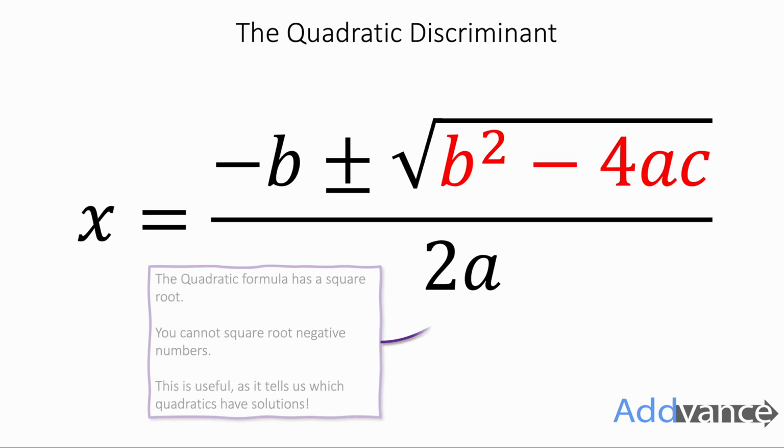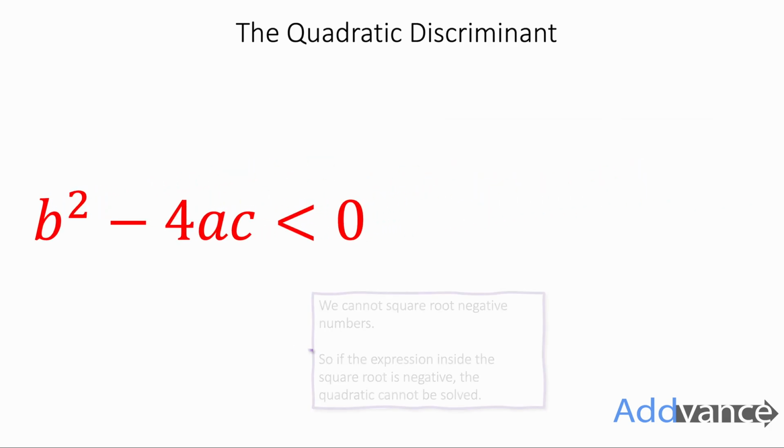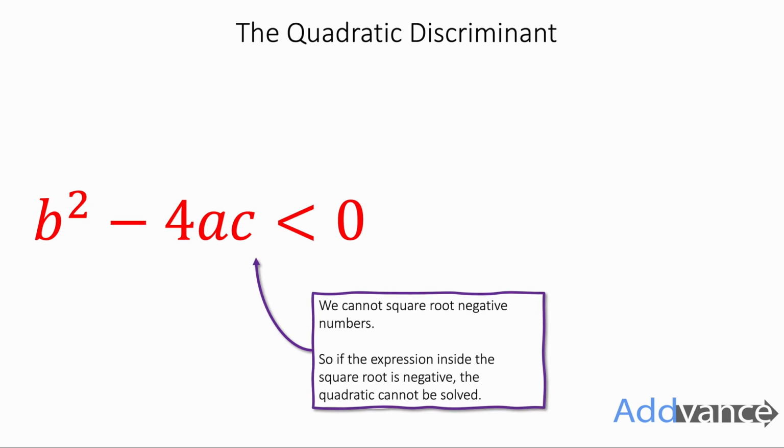The quadratic formula has a square root. It has the square root of b squared minus 4ac. Now you cannot square root negative numbers. So if you try to square root b squared minus 4ac when b squared minus 4ac is less than 0, it will not work. You will get a maths error. So therefore, if b squared minus 4ac is less than 0, you will get no solutions.